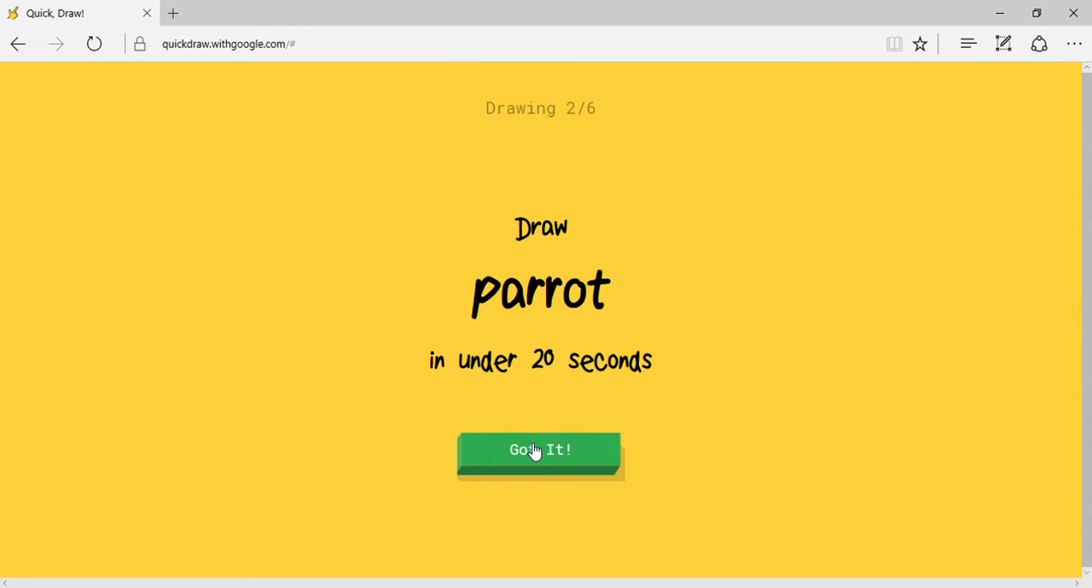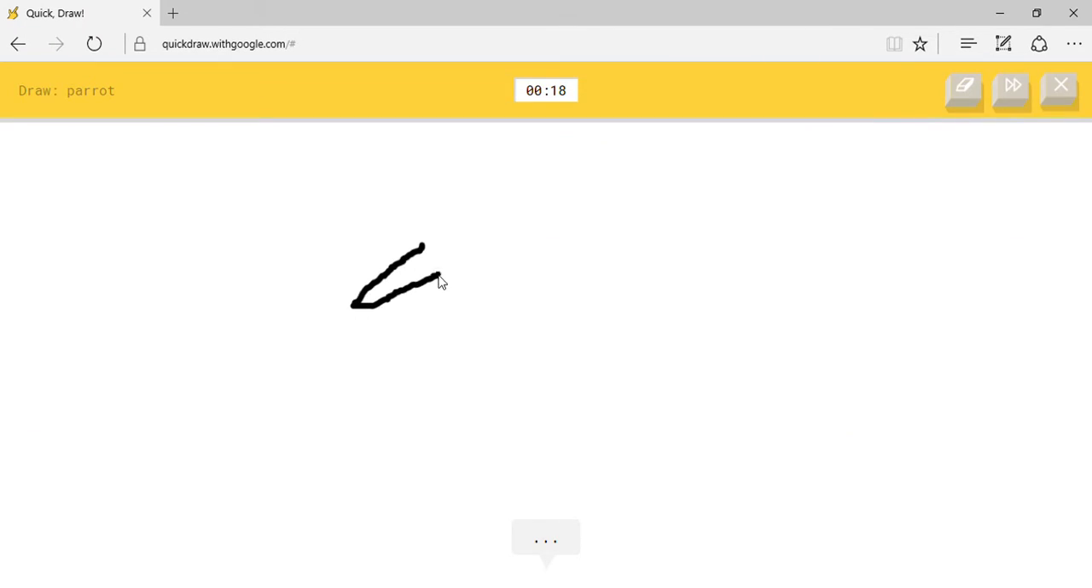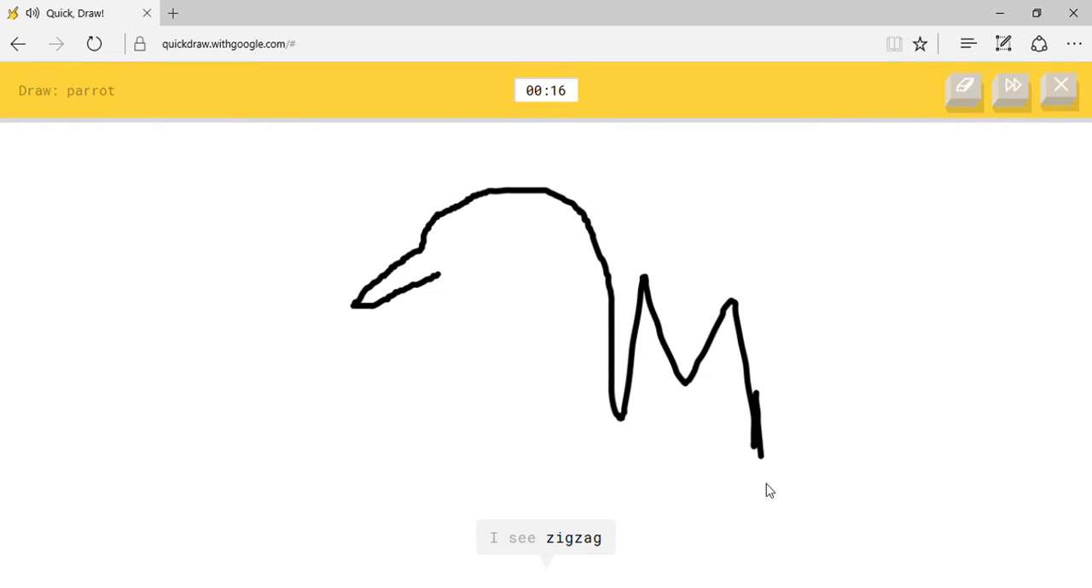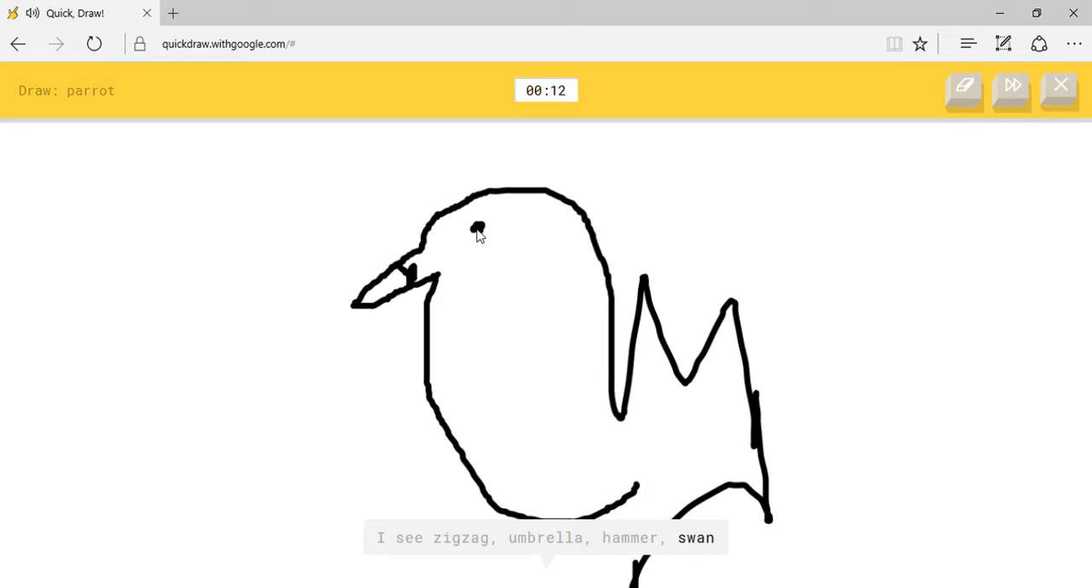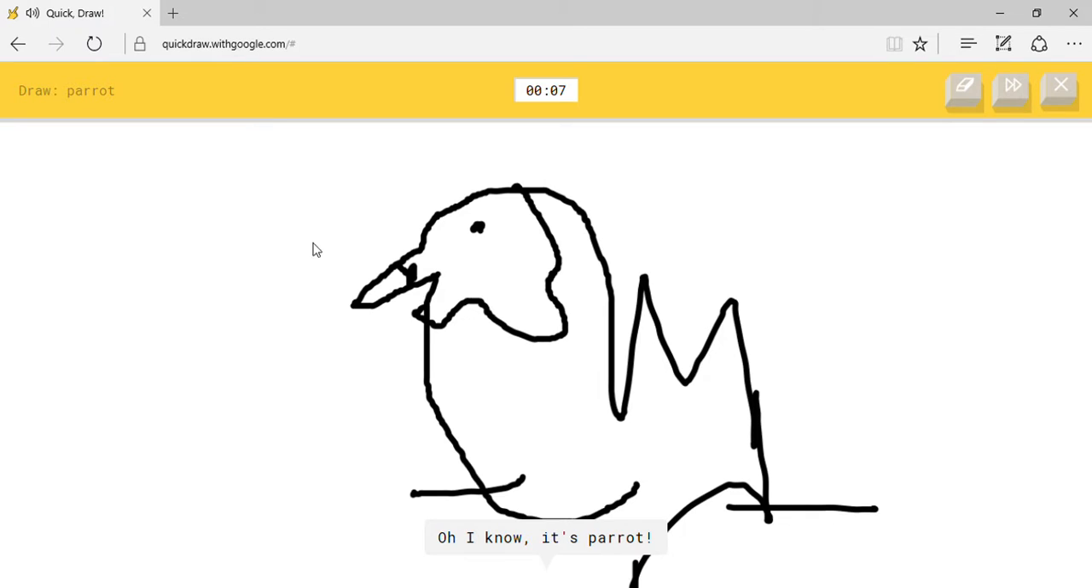A parrot. What does a parrot look like again? Okay, maybe I got it in my mind. I see zigzag, or umbrella, or hammer, or swan. I see stethoscope, or finger, or bird. Okay. Oh, I know. It's parrot. This is a weird parrot.